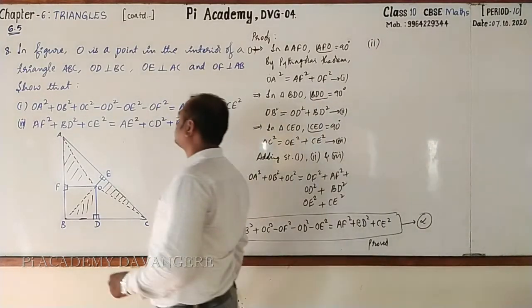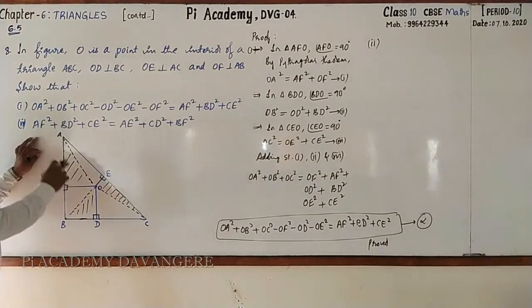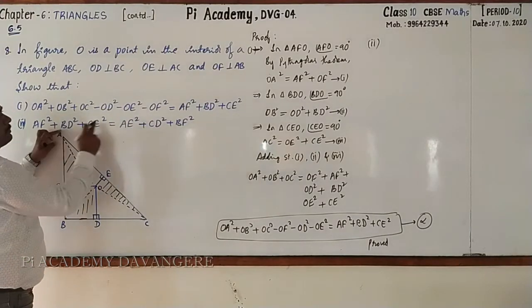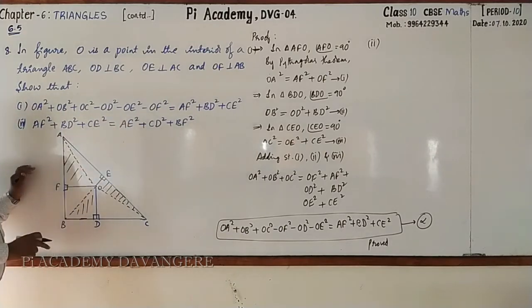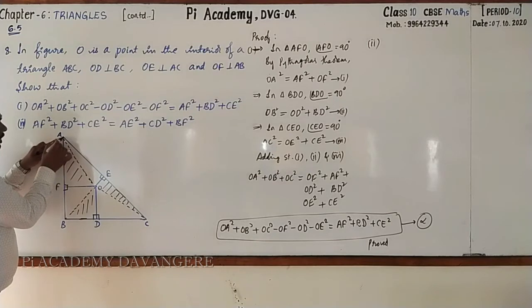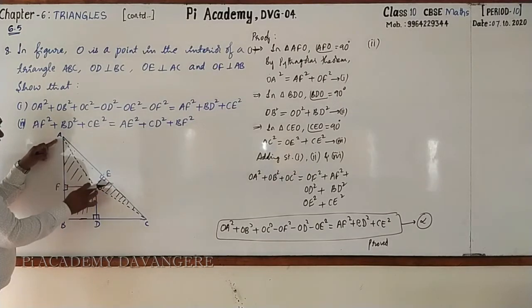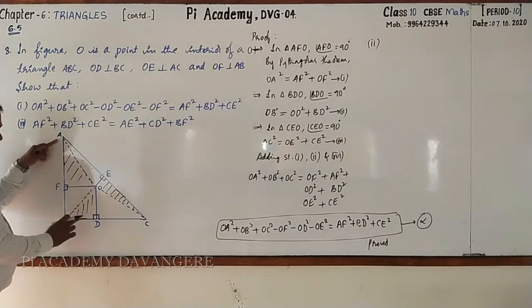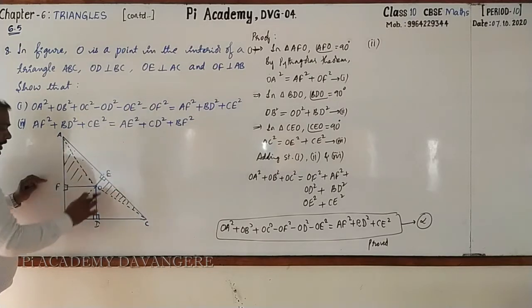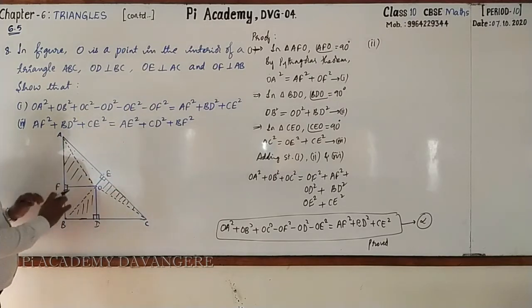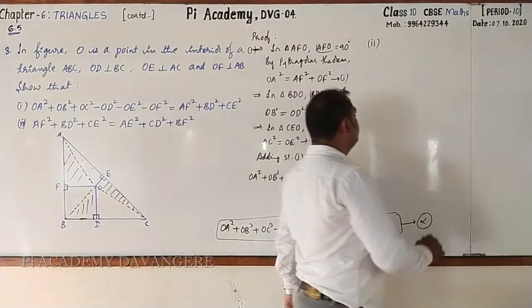Look here. For the second one, we want AF square plus BD square plus CE square equal to AE square plus CD square plus BF square. Look here, if you want AE square, you have to take this triangle AEO. Similarly, CD square, see that? CDO should be taken. BF square, hence BFO. Those triangles should be taken.